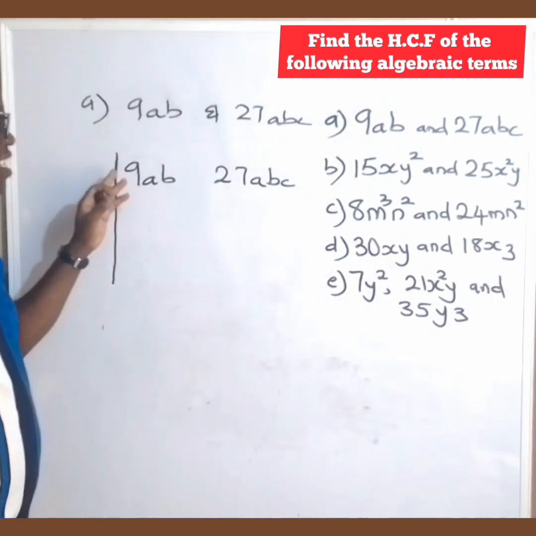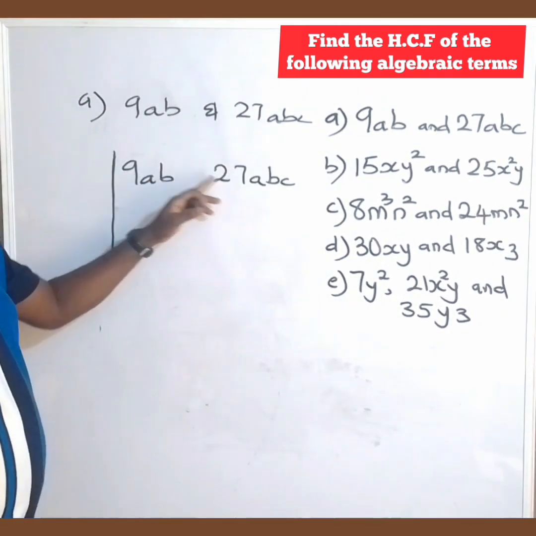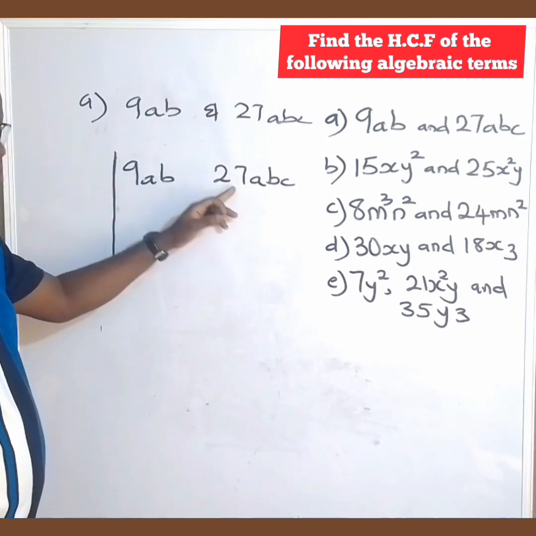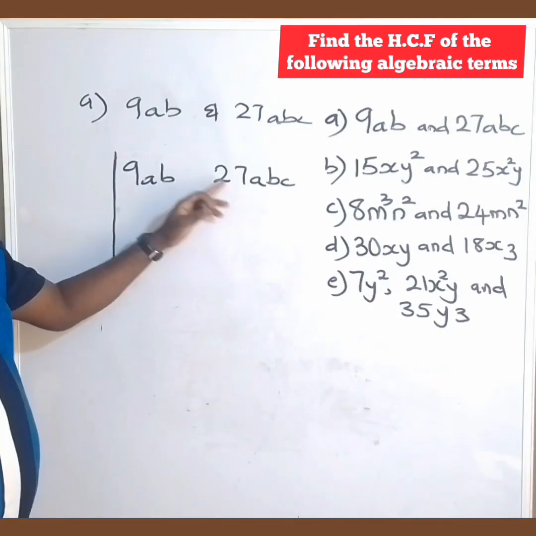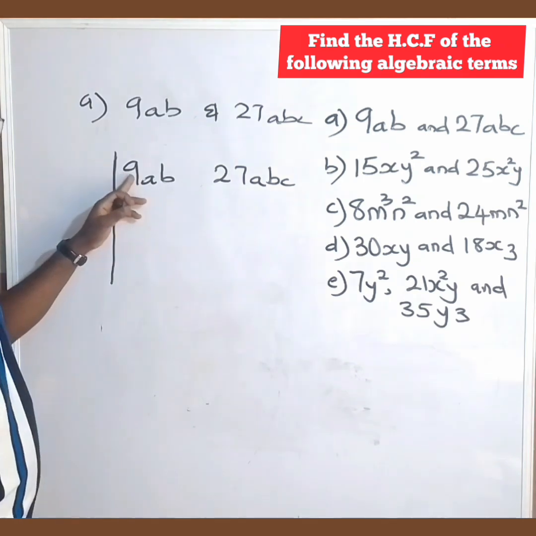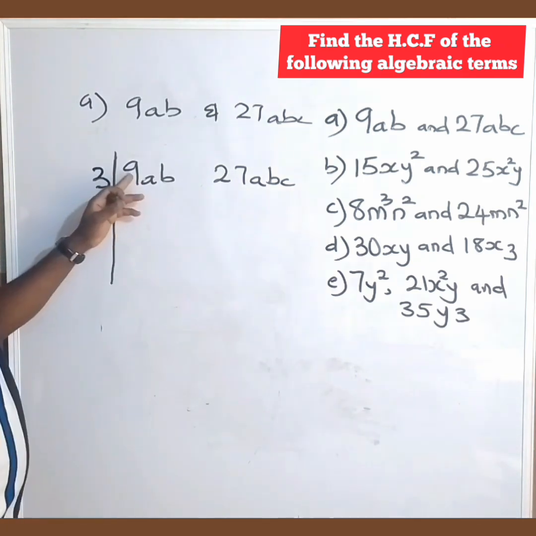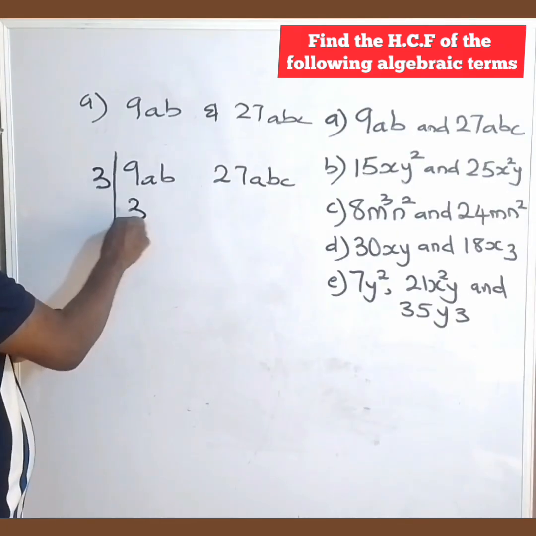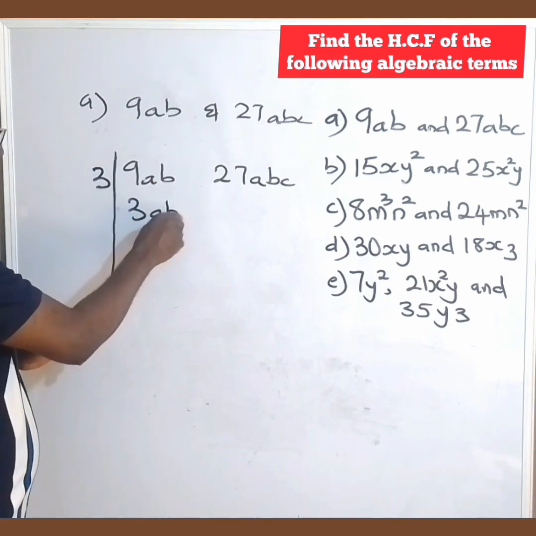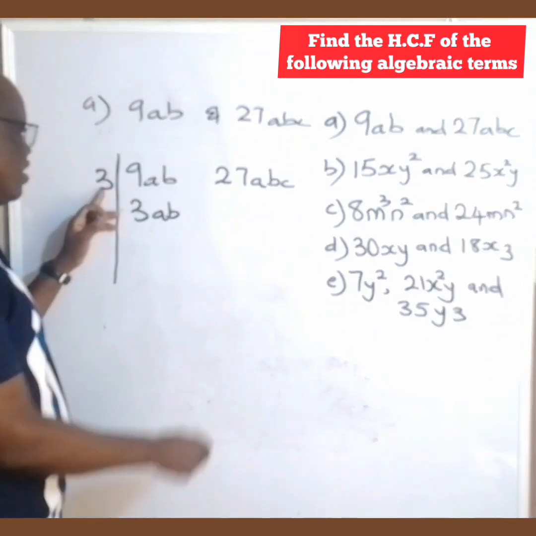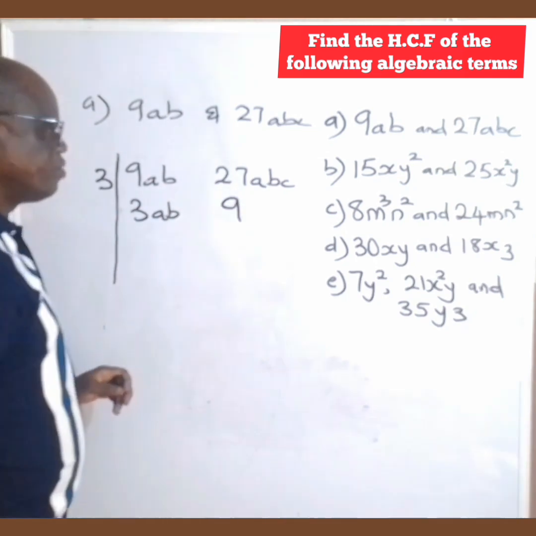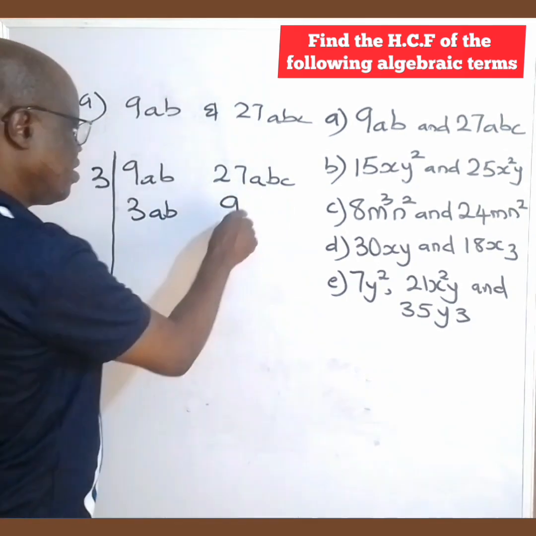Look for the number that goes exactly into 9 and 27. That is a number that will go without remainder. 3 will go here. 9 divided by 3 is 3. Then write your AB. 27 divided by 3 is 9. Write your ABC.